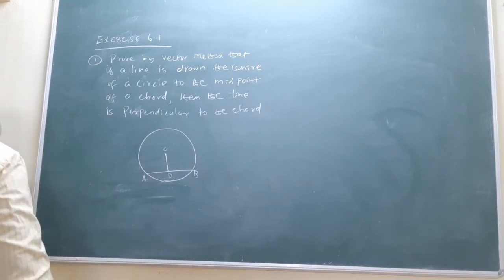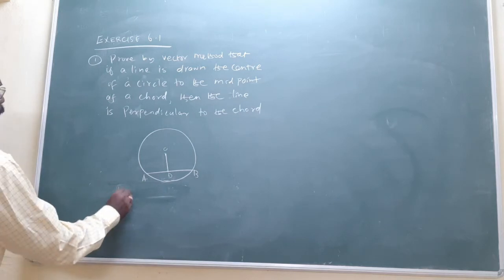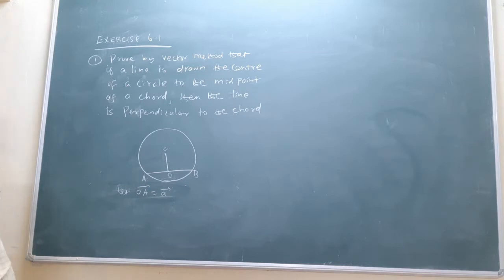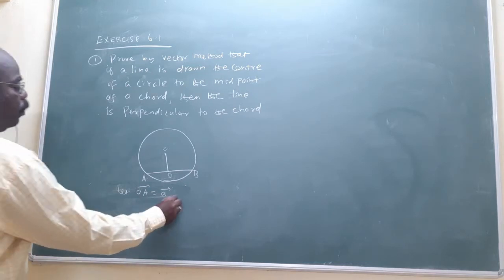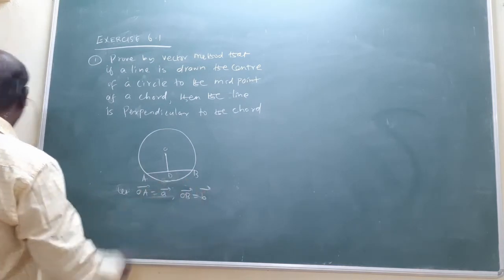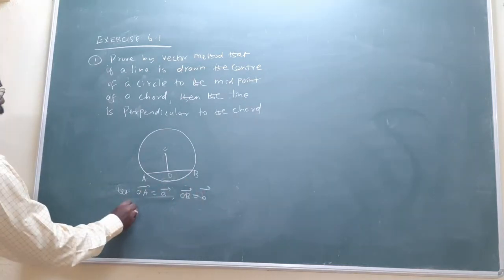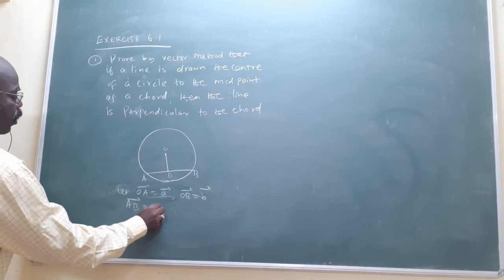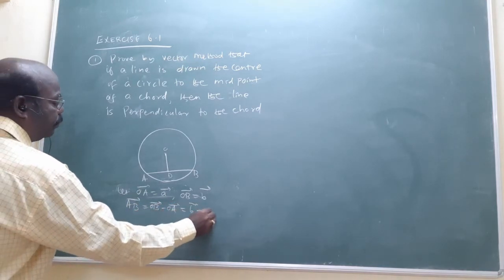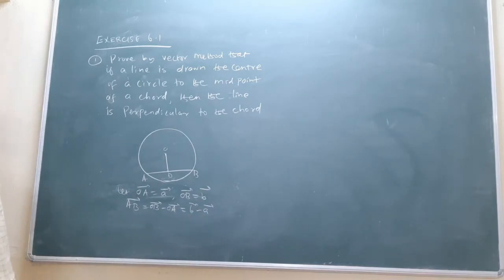Let vector OA equal to vector a. Similarly, vector OB equal to vector b. Next one. Therefore, AB equal to what? Vector AB equals OB minus OA. That is vector b minus vector a. Second vector minus first vector.